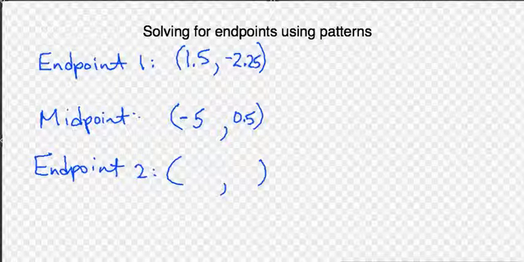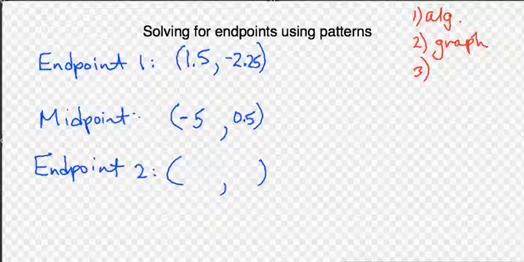This is a level 2 video for GRE 504, and I'm just giving you one more method for finding a missing endpoint if you have one endpoint and the midpoint. So right now we have an algebraic way, we have a graphing way, and now we're adding using patterns.